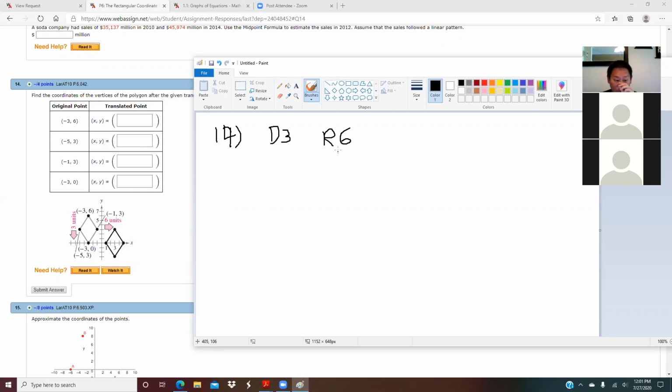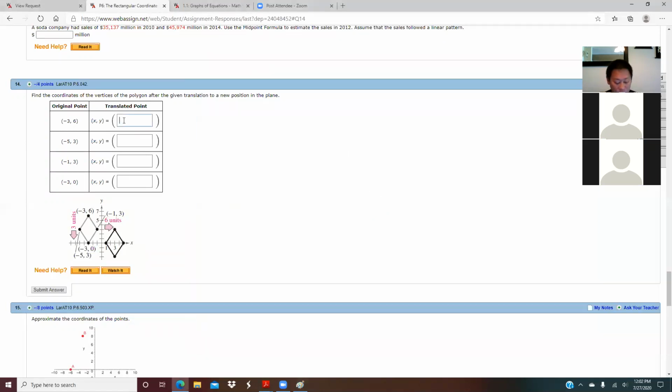So when you go down 3 units, your y coordinate will be -3, and if you go right 6 units, your x coordinate will be 6. The first coordinates they give us is -3, 6. So what you need to do here is change this point. To your x you add 6 and to your y you add -3. That will give us 3, 3. So the first coordinates that you have is 3, 3.